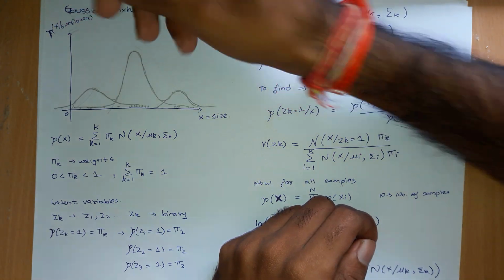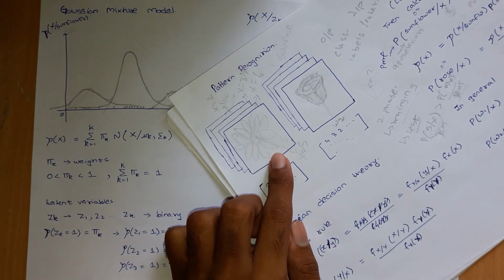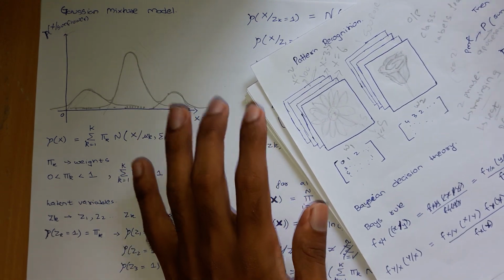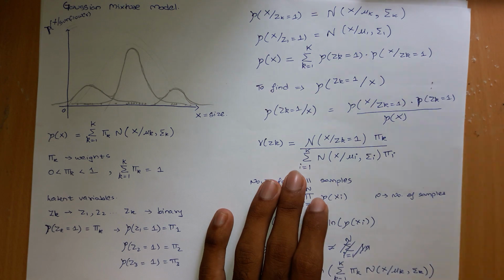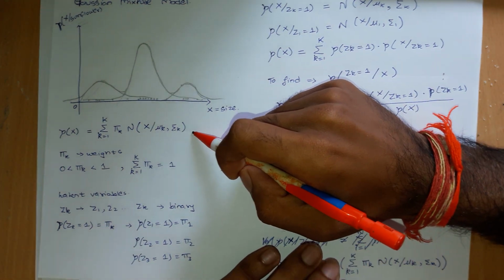So given that I have some class, given that I have some training samples, what is the probability that I will have this feature vector x? That is what we are finding, the likelihood, right? So mathematically I can denote this likelihood like this.